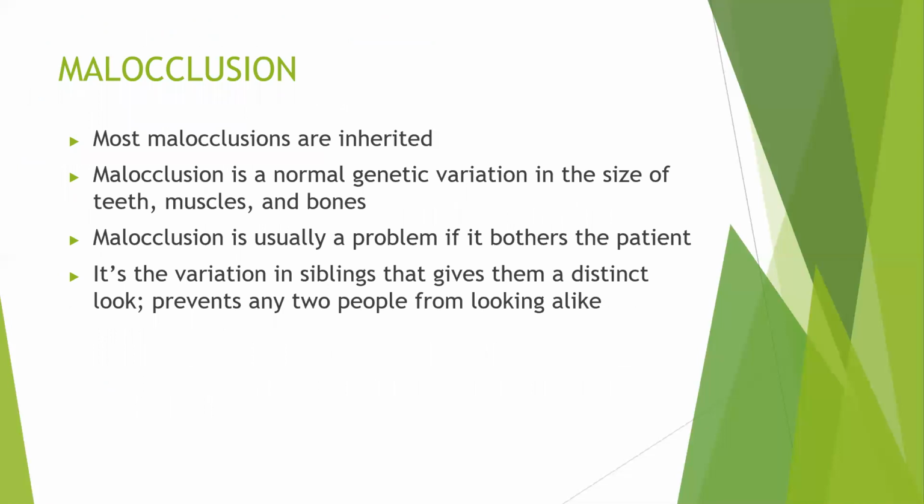What is malocclusion? Many malocclusions are inherited. Malocclusion is a normal genetic variation in the size of the teeth, muscles, and bones. It is usually a problem if it bothers the patient. It's the variation in siblings that gives them a distinct look and prevents any two people from looking alike.